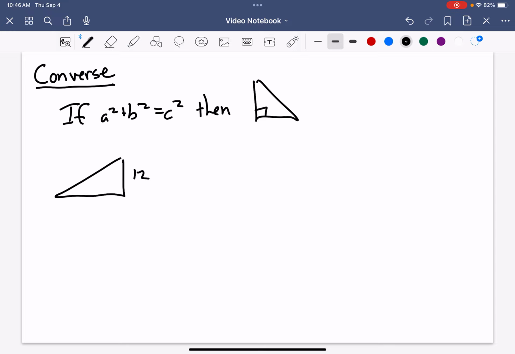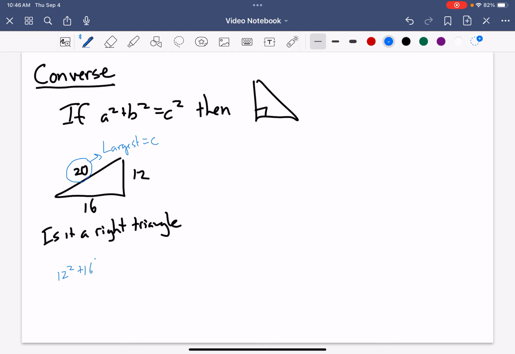I'm told this is 12. I'm told this is 16. This is 20. And the question is, is it a right triangle? We will know that if the Pythagorean theorem works for it. So what I'm going to do is take these. 20 is my largest. Whichever one's the largest number, that's the one that's going to be c. So I'll take the other two, 12 squared plus 16 squared, set that equal to 20 squared.